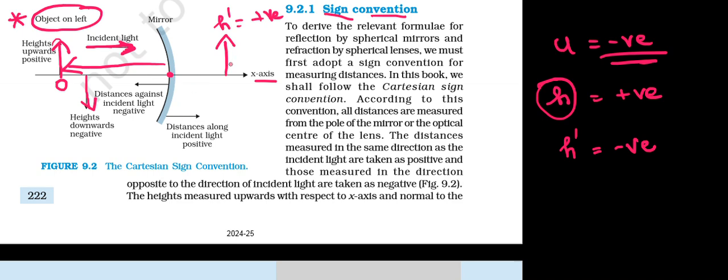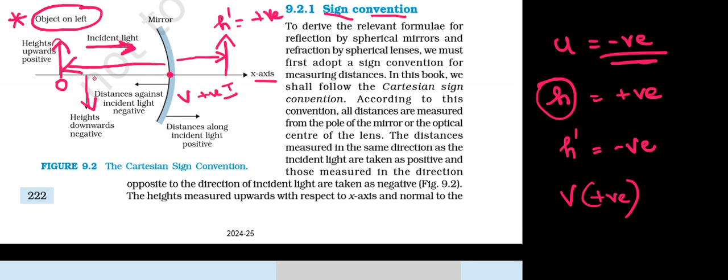And what happens to the distance? This is the distance from the optical center, if it is a lens, or from the pole, if it is a mirror, to the image. So we are going in the direction of the light, and this v is taken as positive. V is positive when the image is formed on the right hand side. When the image is formed on the left hand side, it has to be taken as negative. This is the basic thing we should know.